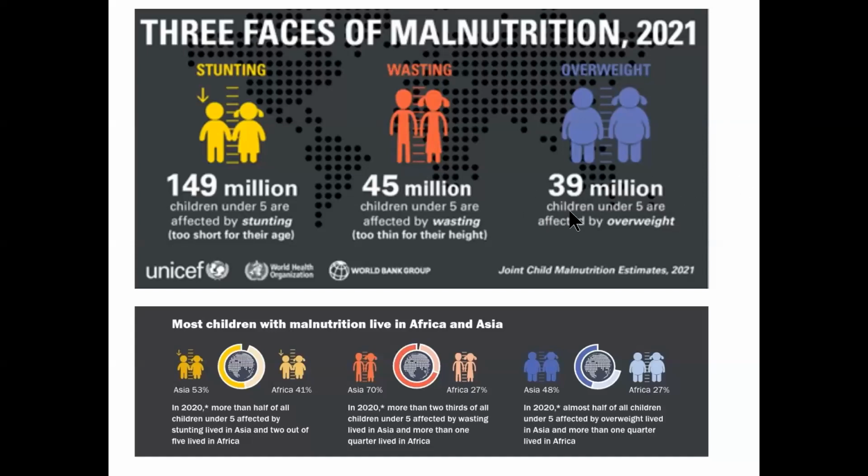And also that overweight is also malnutrition. Malnutrition doesn't mean only those who are underweight. Those who are obese are also having malnutrition. And of all those, most children affected by malnutrition are found to be living in Africa and Asia. In Africa as a whole, about 41% of children are affected by stunting. And then 27% are affected by wasting. It means they are very thin for their height. And then 27% again in Africa are overweight. So you can see it's a serious problem which we need to deal with as early as now.